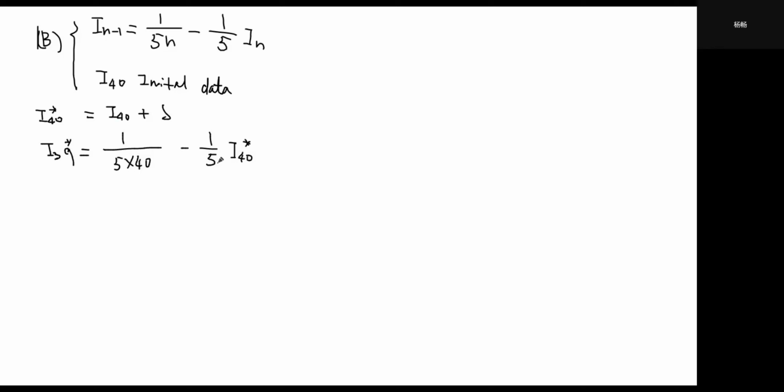Let me finish my explanation of why algorithm B is stable. Then I will tell you how to choose I40. Of course, actually I40 is something unknown. So continue.